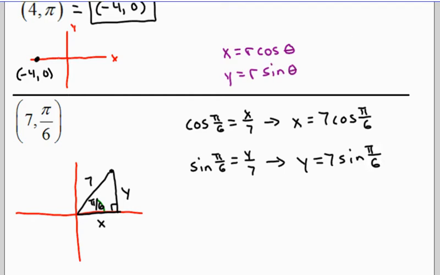So let's see here. Cosine of pi over 6, that'd be 30 degrees. Cosine of 30 is square root of 3 over 2, so this would be 7 square root of 3 over 2. And then the sine of 30 is a half, so this would be 7 halves. So in rectangular coordinates, this point would have an x of 7 square root of 3 over 2 and a y of 7 over 2.